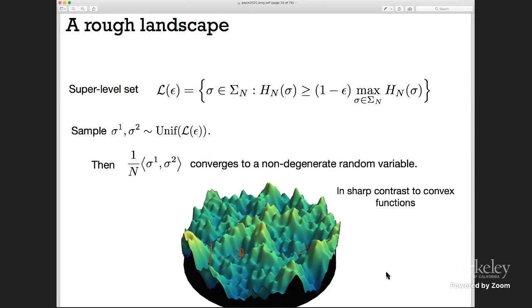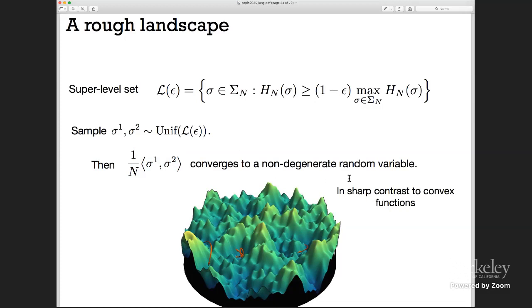So let me describe just a rough picture of the landscape here. If you consider the super level sets of the Hamiltonian that are one minus epsilon times the optimum, and consider sampling 2 points from the uniform distribution over this set, so now we consider the normalized inner products between these two configurations. It turns out that that will converge to a non-degenerate random variable. So this random variable will not concentrate, and it turns out that we'll have a full distribution that has a certain support that is non-trivial.